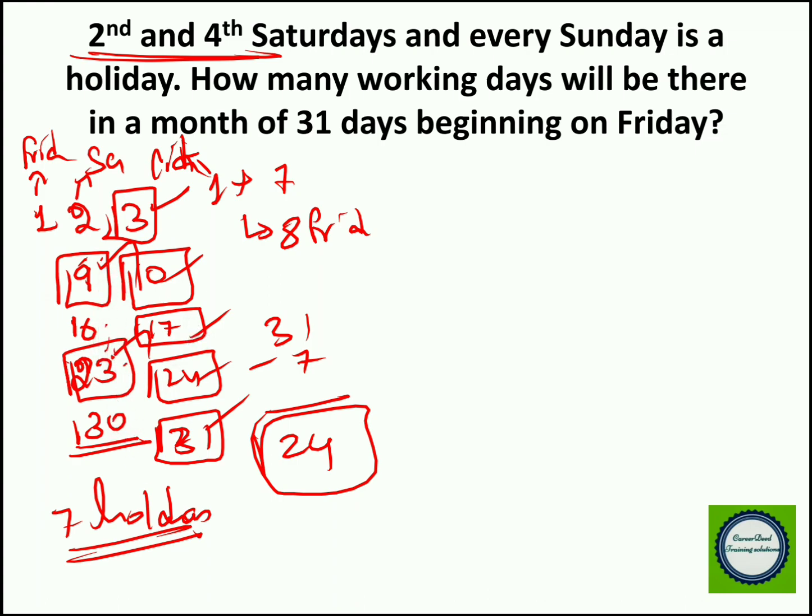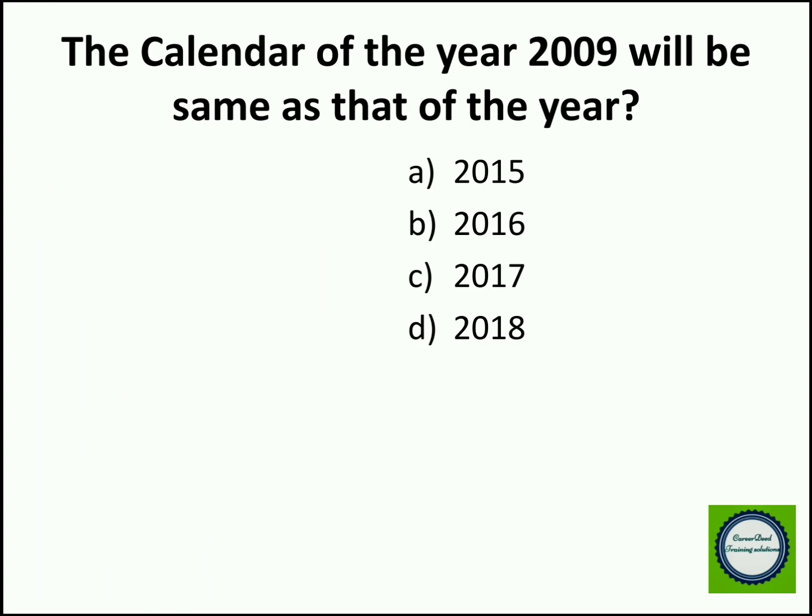So in this way, you can easily find the Saturdays and Sundays and you can come up with the answer. Now moving to question number 6. The calendar of the year 2019 will be same as that of the year dash. So here we have a shortcut, but let me explain the traditional approach first.